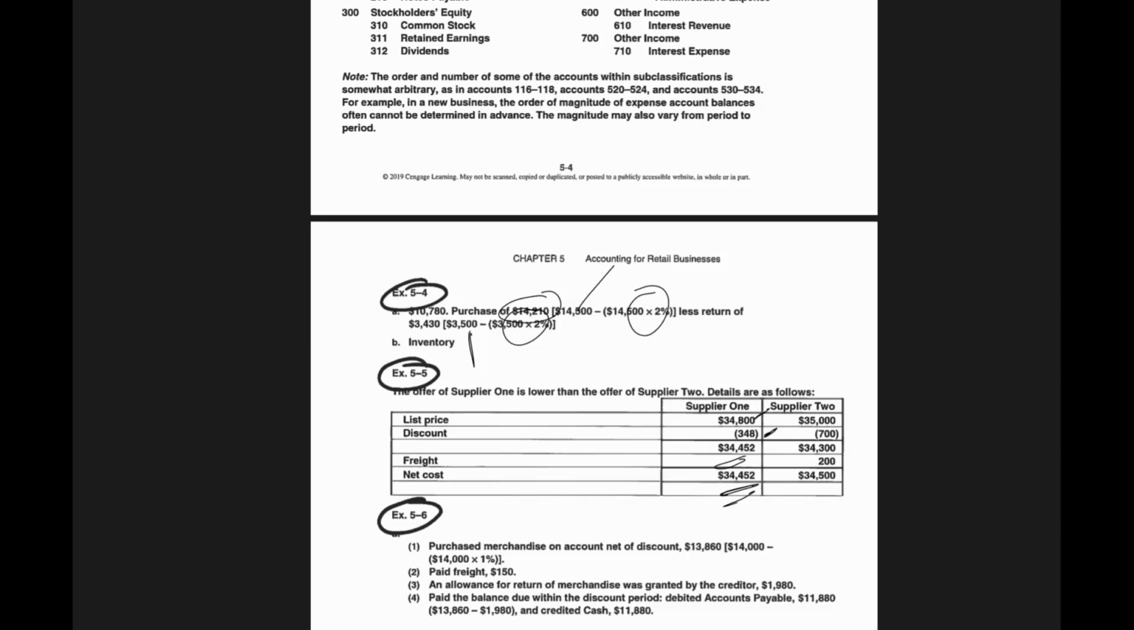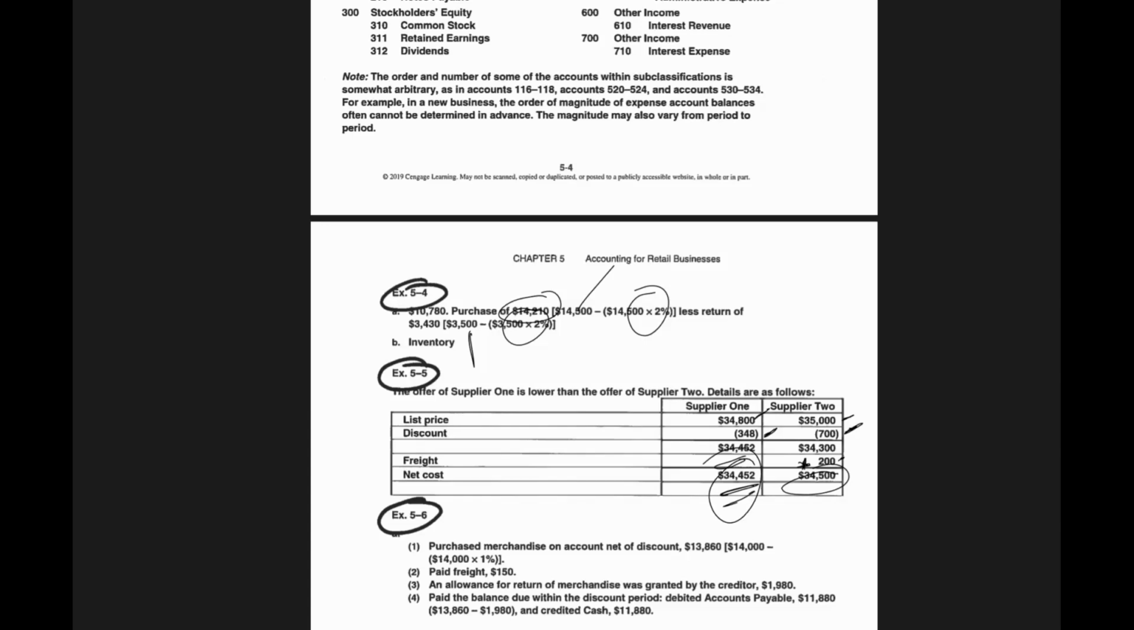The second one is a little bit higher. It's $35 a unit. There's a 2% discount, so 2% times 35,000 is $700. However, there is an add for some freight. We add the freight to the cost of the inventory. So the net cost here is $34,500. So you see the one there is just ever so slightly less than the other. In this case, which one would they probably go with? Supplier 1 is just a little bit less.